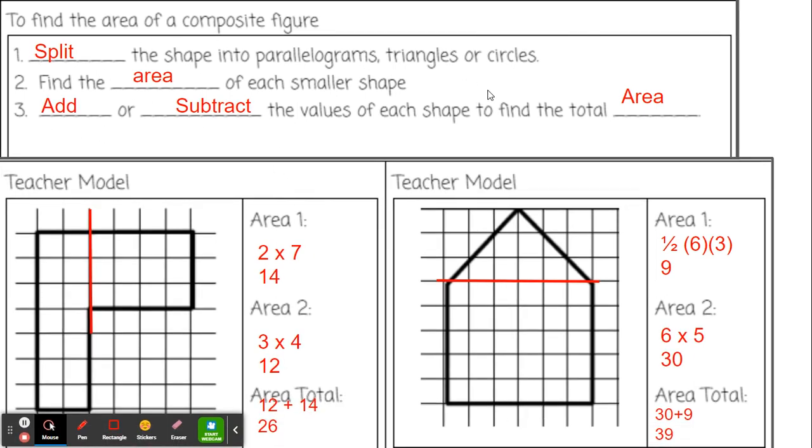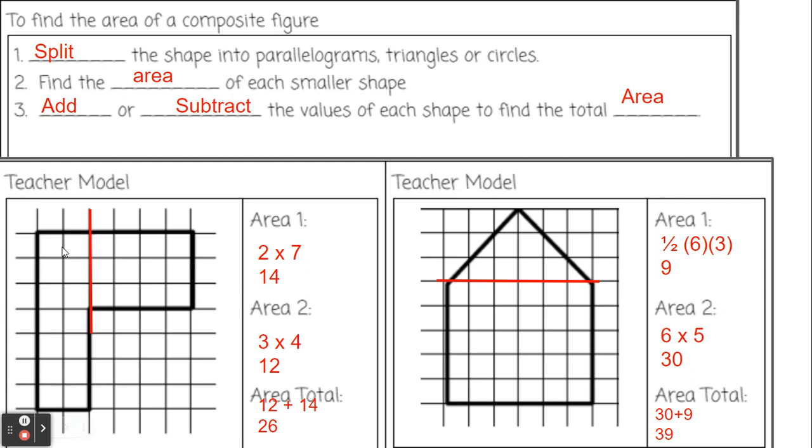So when we're looking for the area of composite figures, there's three steps to take. Number one, split the shape into parallelograms, triangles, or circles, or whatever figure they are. Then you find the area of each smaller shape, and then you add or subtract the values of each shape to find the total area. So what I did in my teacher model here is I went through, and I'm going to shrink this a little bit, and I found that I had two rectangles.